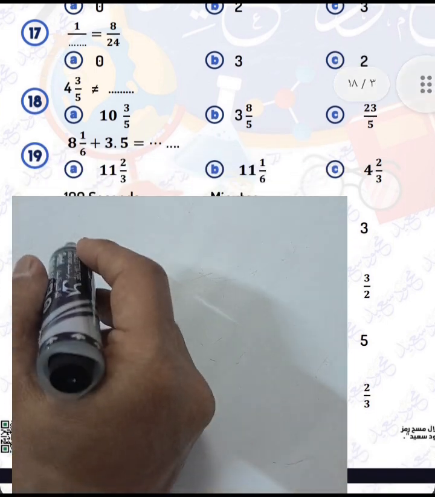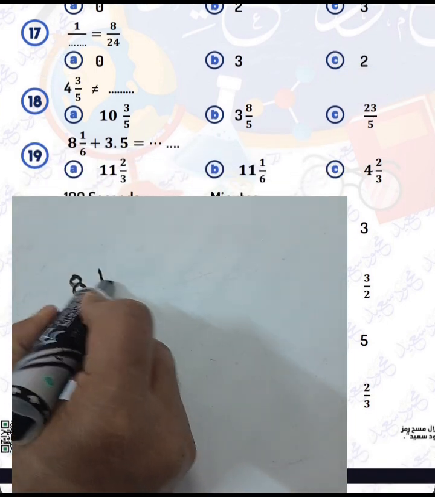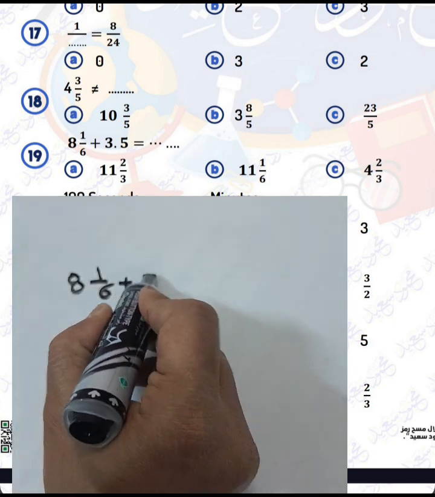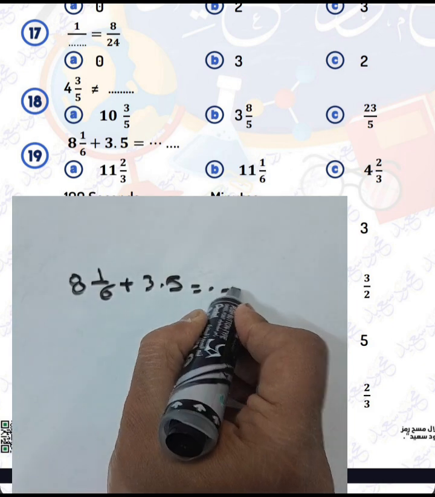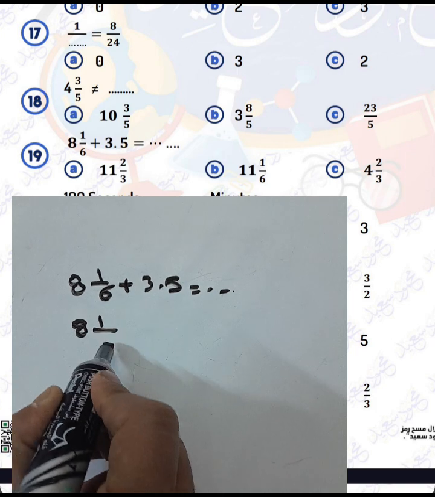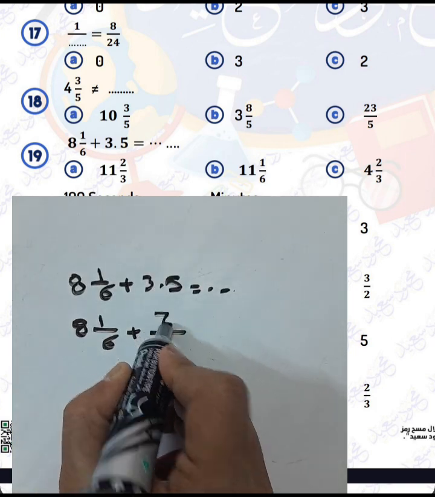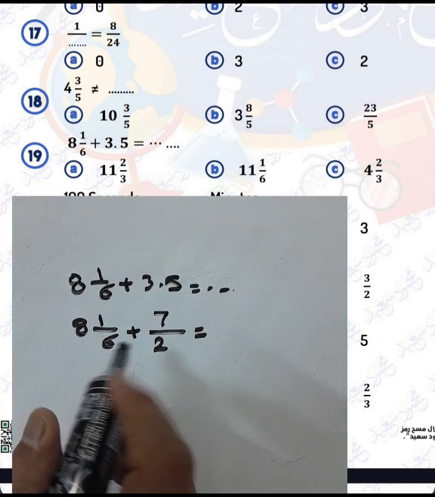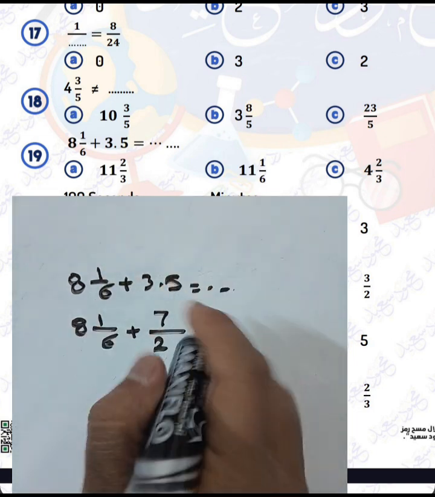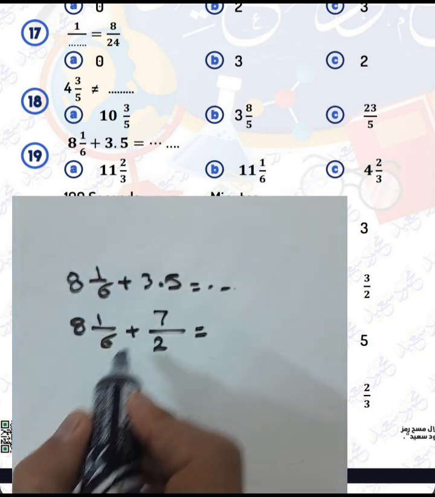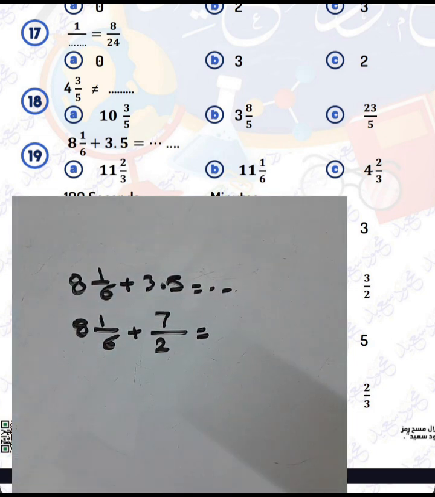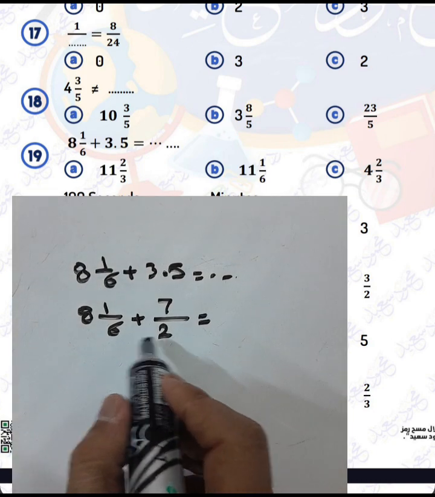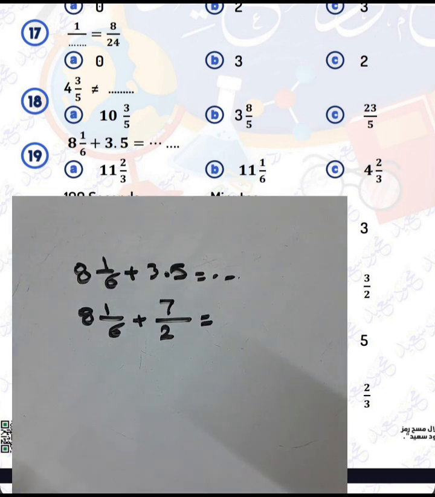Question 19. 8 and 1 over 6 plus 3 and half equal space. We can write 8 and 1 over 6 plus 3 and half, it will be 7 over 2. 7 divided by 2 equals 3.5. And then we can write the least common multiplication between two denominators. 6 can divide by 2. Then the least common multiplication between two denominators will be 6.